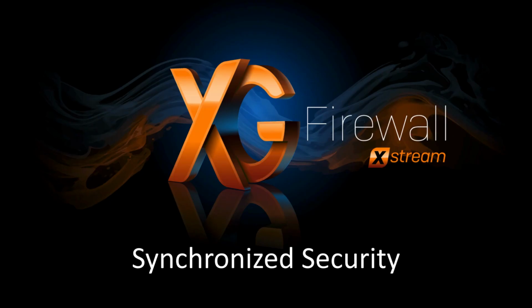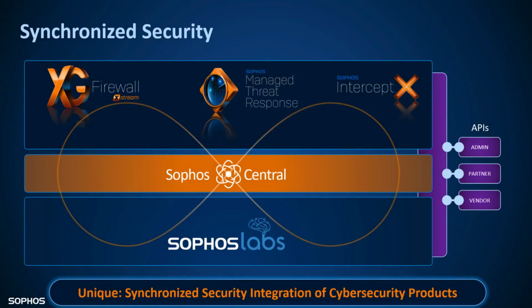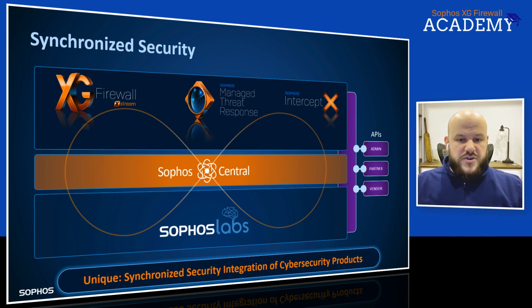Now let's talk about synchronized security. Sophos was the first vendor to integrate firewall and endpoint together to enable them to share information and automatically respond to incidents. This was a disruptive innovation in the industry, as many other firewall vendors have been scrambling ever since to integrate endpoint protection into the product lines with varying degrees of success. No one can match the simplicity, elegance, and rich features that Sophos Synchronized Security delivers.